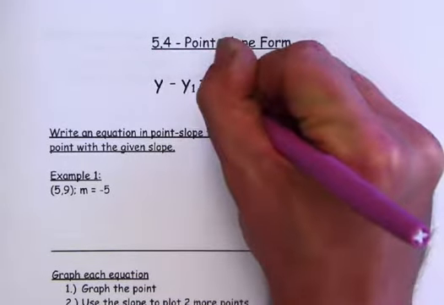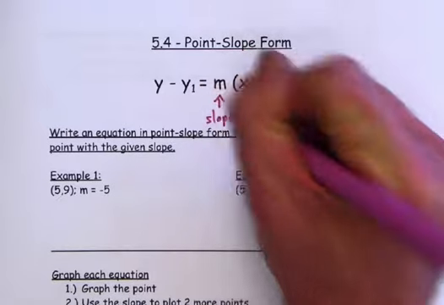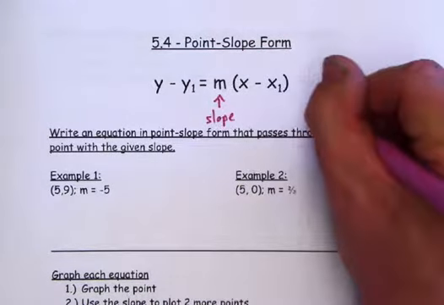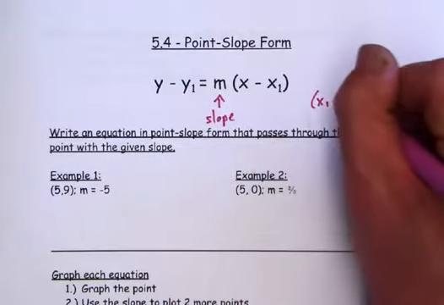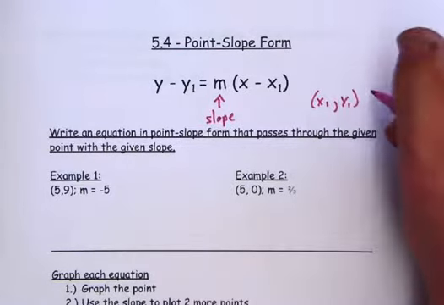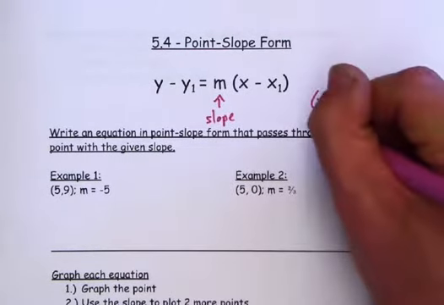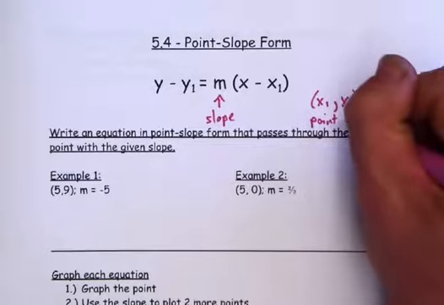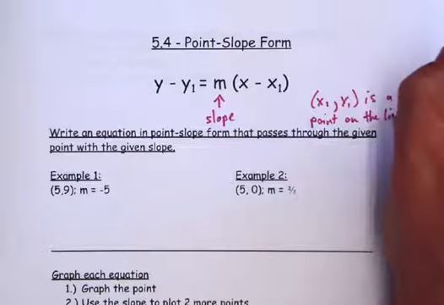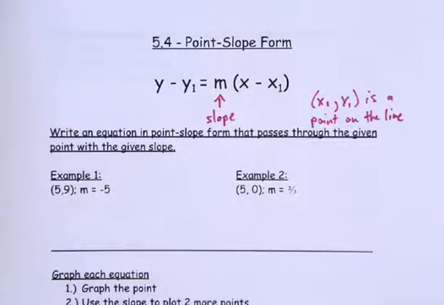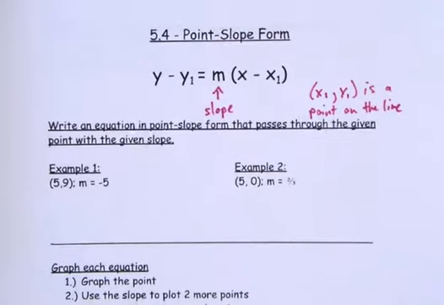Once again, m is our slope, as always. In this case, x1, y1 is a point on the line. So y minus y1 equals m times the quantity x minus x1. Okay? So we're going to play around with that, and we're going to see some different ways we might use point-slope form.